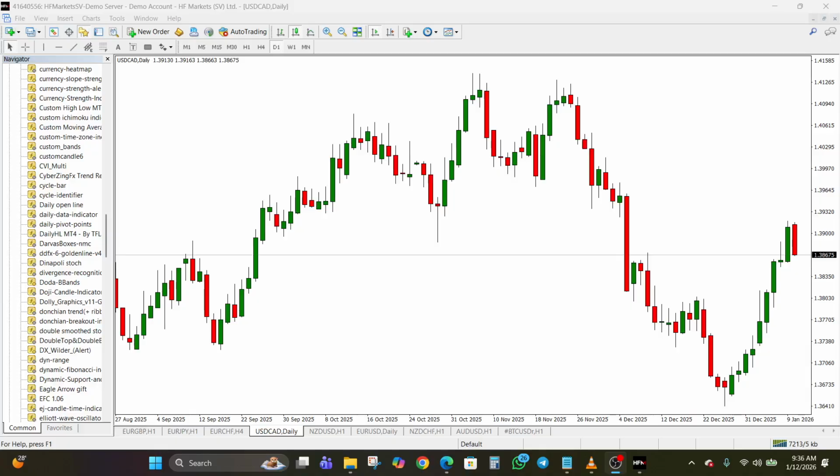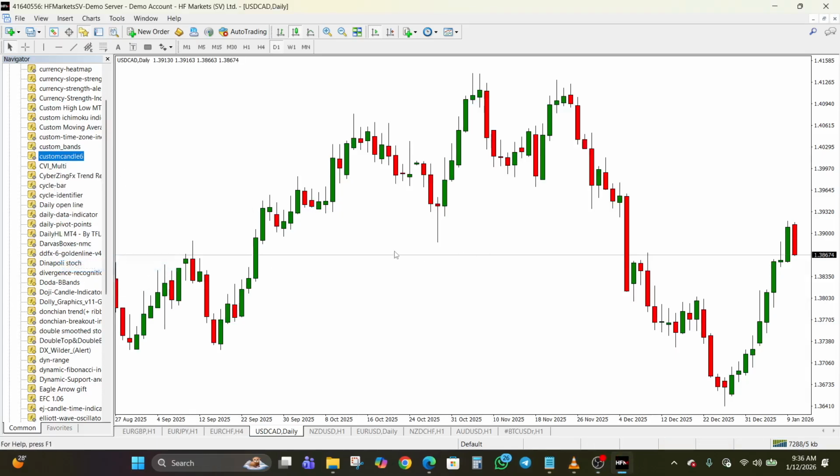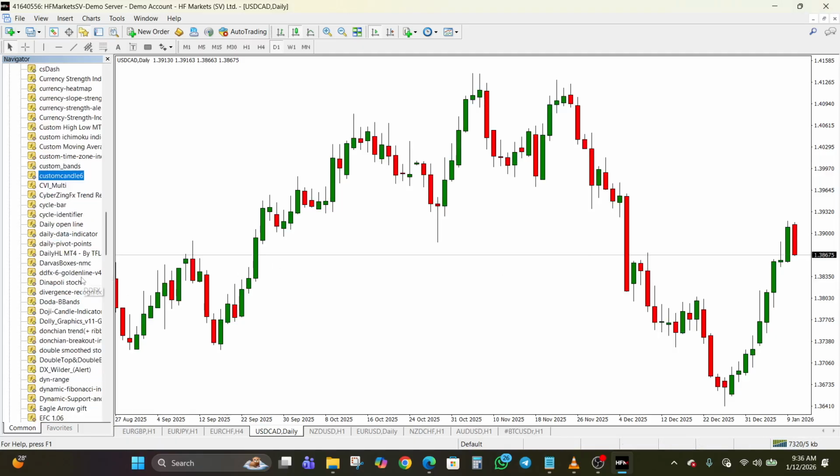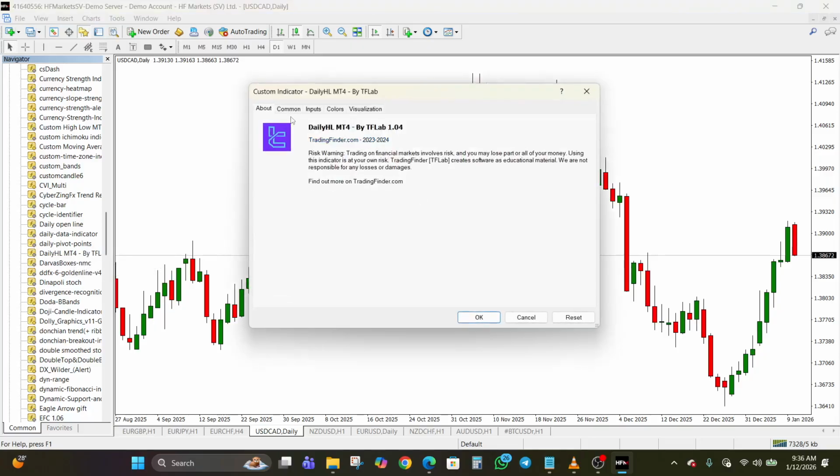Now, after downloading the indicator, you need to head over to your indicators folder, whether for MT4 or for MT5, and you paste the indicator file in there. After doing that, head back to your navigator and refresh. Okay, if refreshing does not work, just restart your terminal. Now, we need to look for the daily high-low indicator. Drag and drop on your chart.